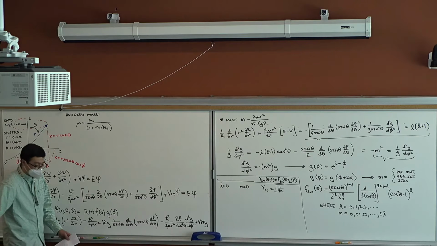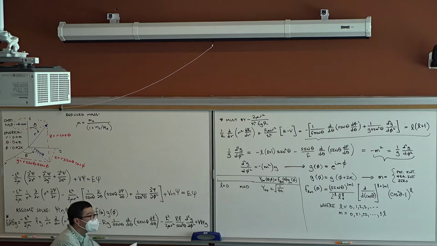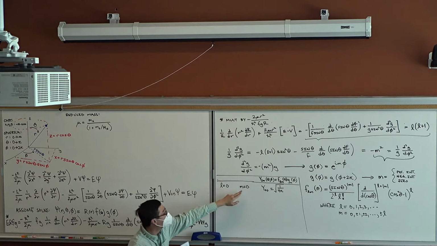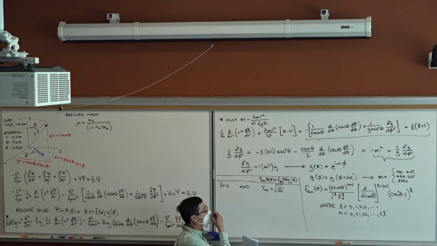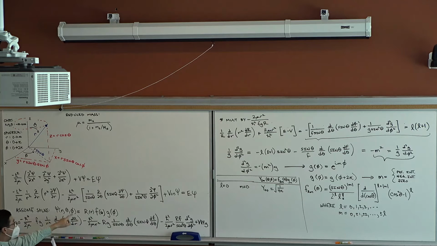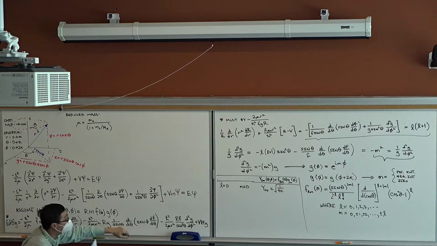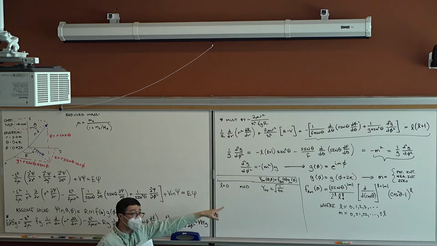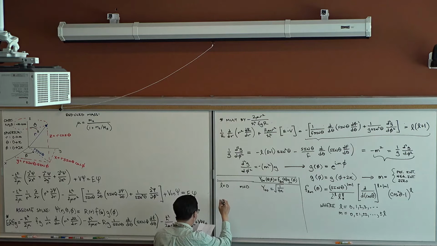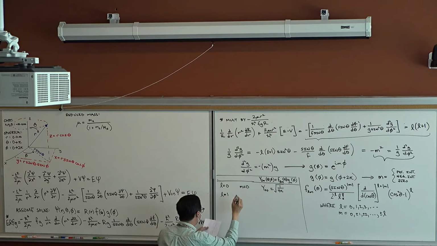Y, L, M. L equals 0, M equals 0, so Y, L, M. Okay. So this doesn't look so bad, right? If we say that psi is equal to R times F times G, well, F times G, that's not bad, right? Well, let's look at L equals 1.